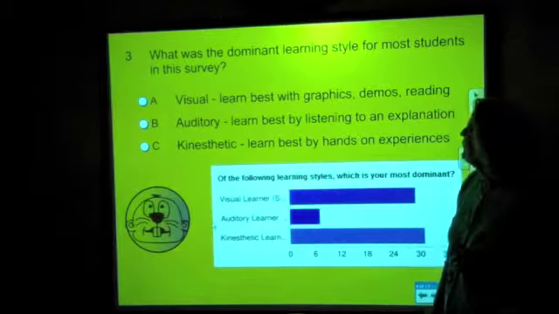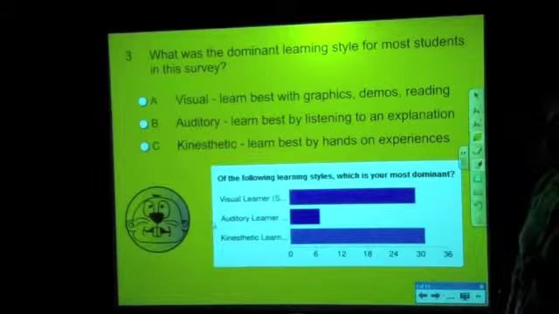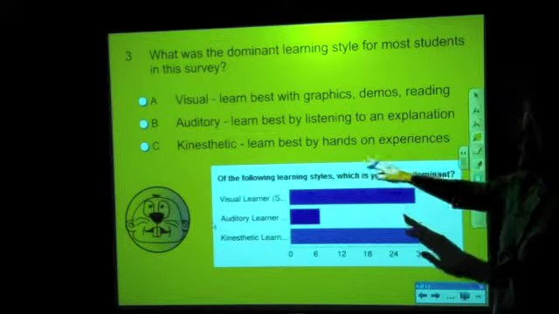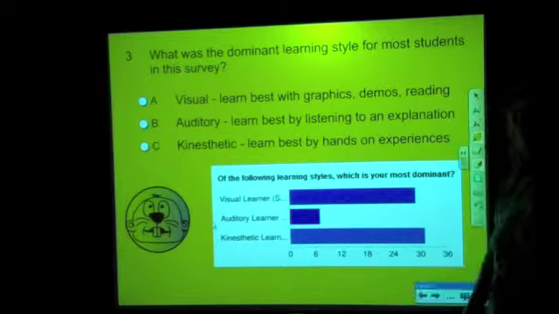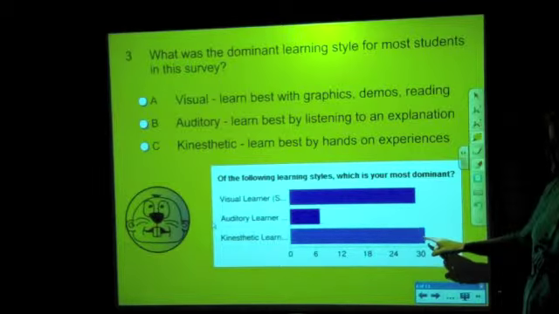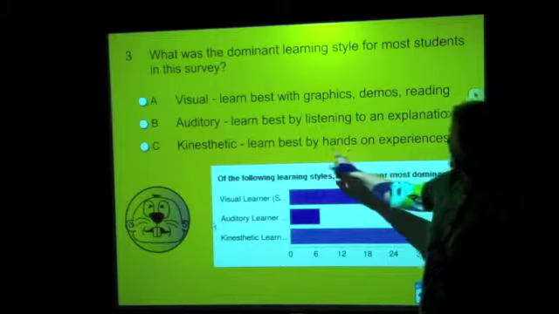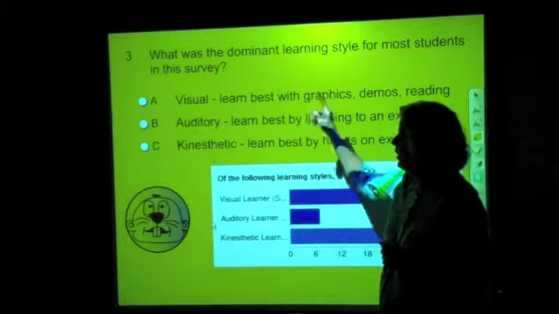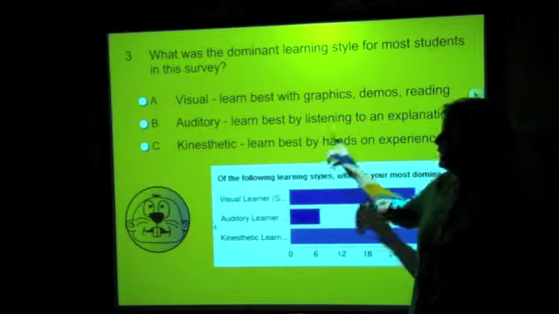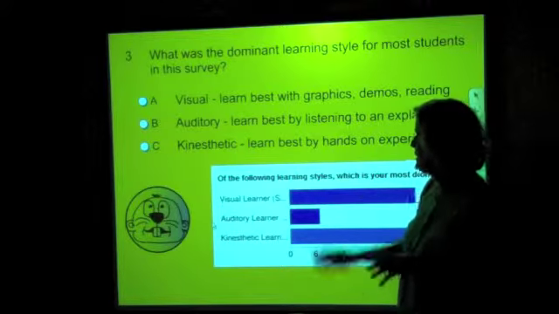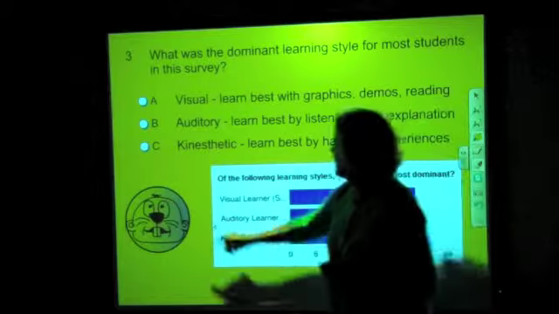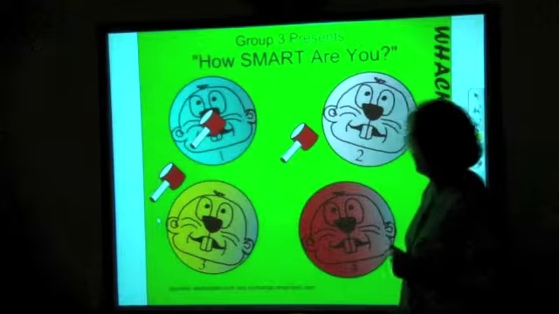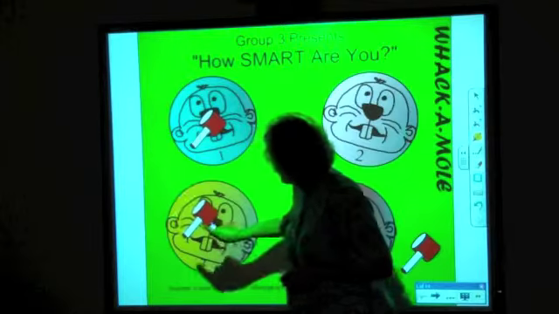Question number 3. What was the dominant learning style for most students in this survey? Were they visual, auditory, or kinesthetic? We learned that most of our classmates feel like they learn best as kinesthetic learners using hands-on experiences, which the smartboard is well tailored for. But actually, all learning styles are well suited to learning from the smartboard because it incorporates all of those learning styles. The answer for our purposes was kinesthetic. It takes you back, and then we can whack the mole again.